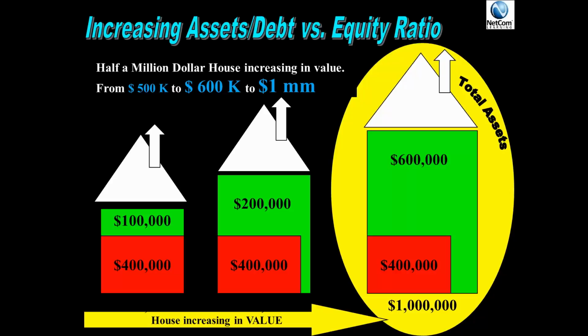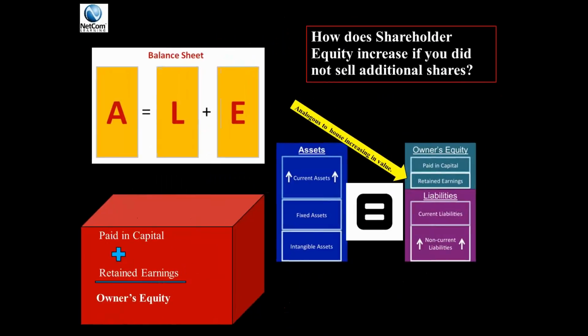So our house, as it goes up in value, goes from $500,000 to $600,000 to $1 million. You see from the numbers that we included in our illustration that while the red, the $400,000, remains the same, the green, the equity stake in the house, goes up. And that is how a balance sheet works. Again, assets equals liability plus shareholders' equity. So how does shareholder equity increase if a company did not sell additional shares? Well, owner's equity includes both paid-in capital plus retained earnings. So the retained earnings portion of the balance sheet would increase.